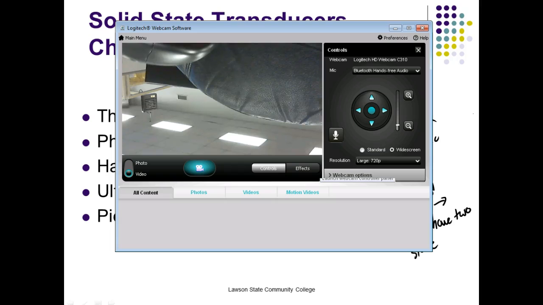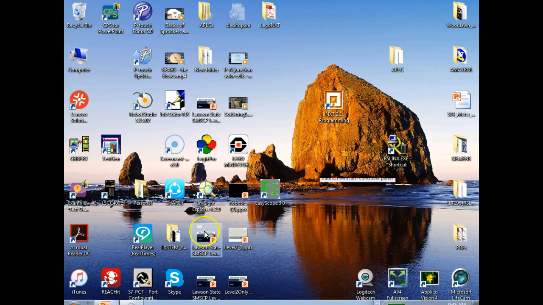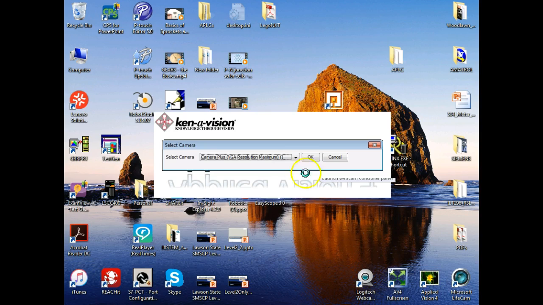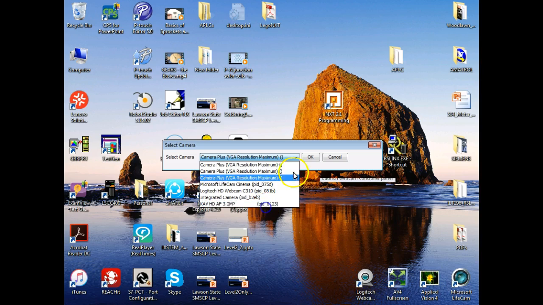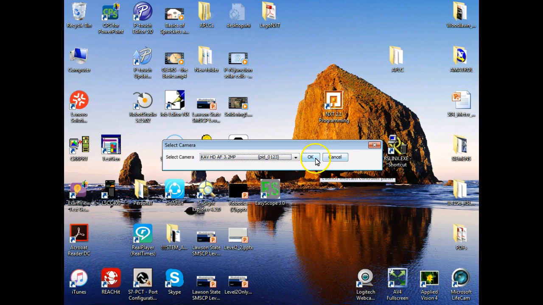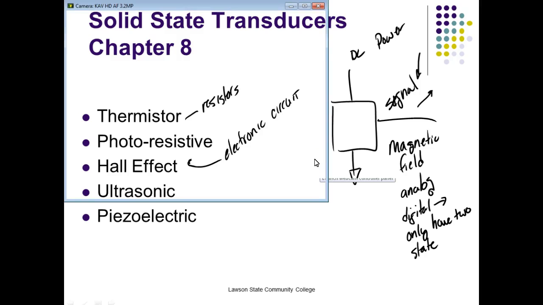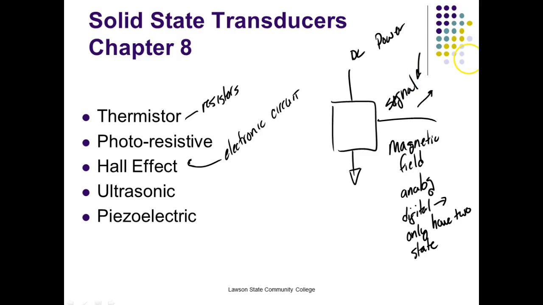So this is my, oops, wrong camera, guys. Let me see if it'll let me bring up my other camera. I doubt it will. They don't like using two cameras at the same time. Yep. Hold on a second.